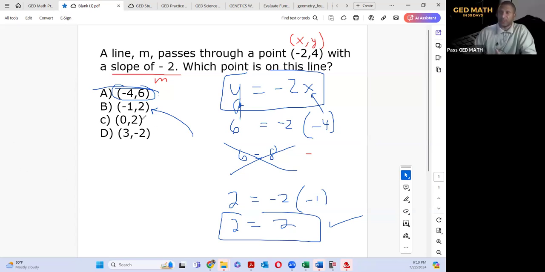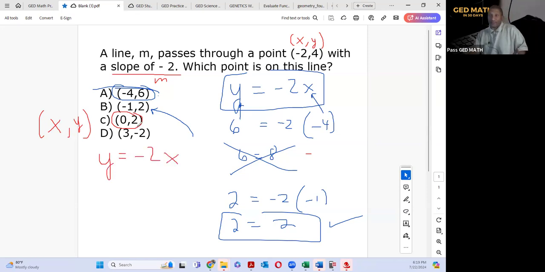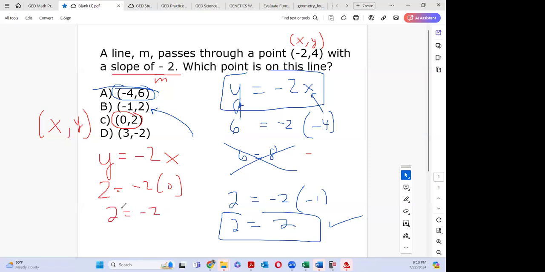So again, remember, you have to know what's given to you. Each point gives you x and y. So all I'm doing is plugging each one in. My equation is y equals -2x. Instead of y, I'm putting a 2. Instead of x, I'm putting a 0. I'm just substituting them in. 2 equals -2. That is not true. So it can't be C.